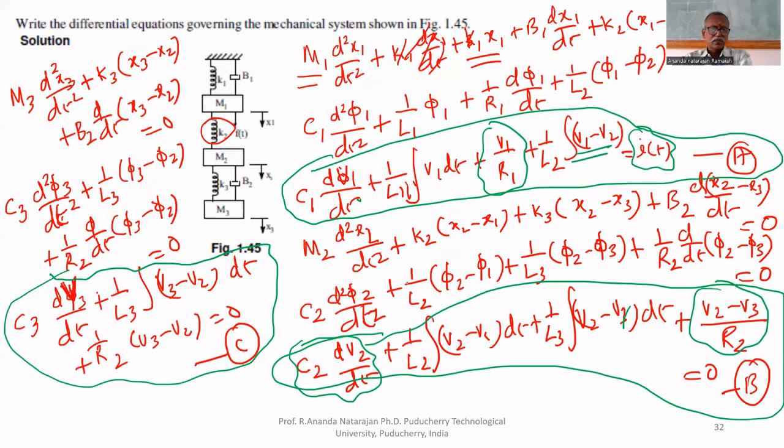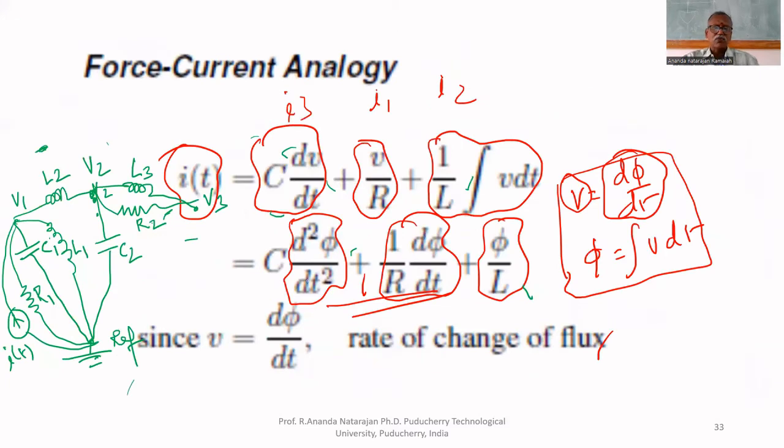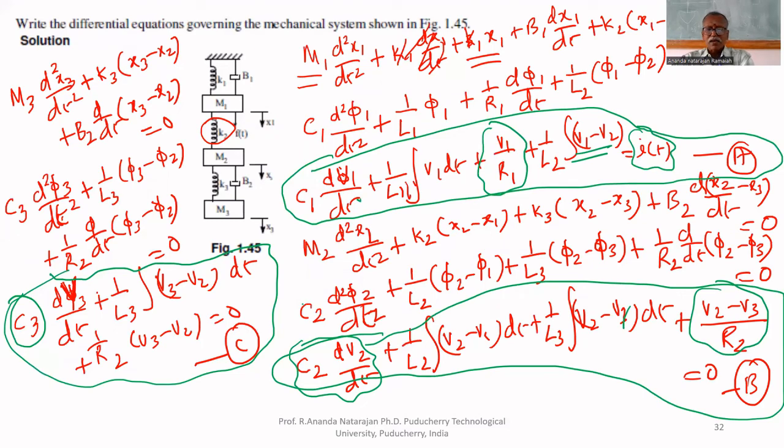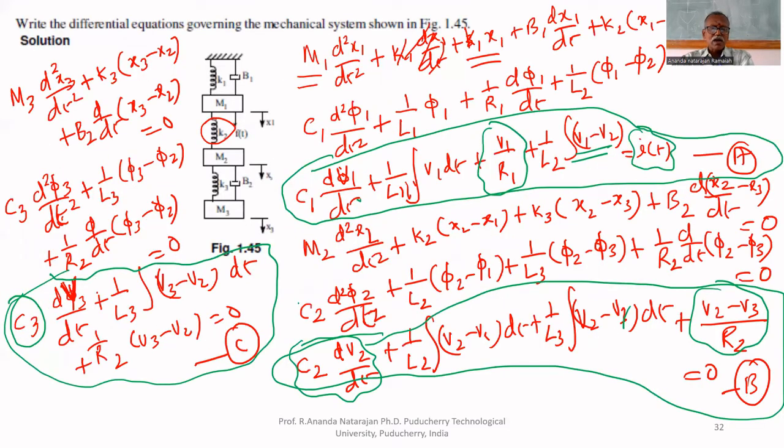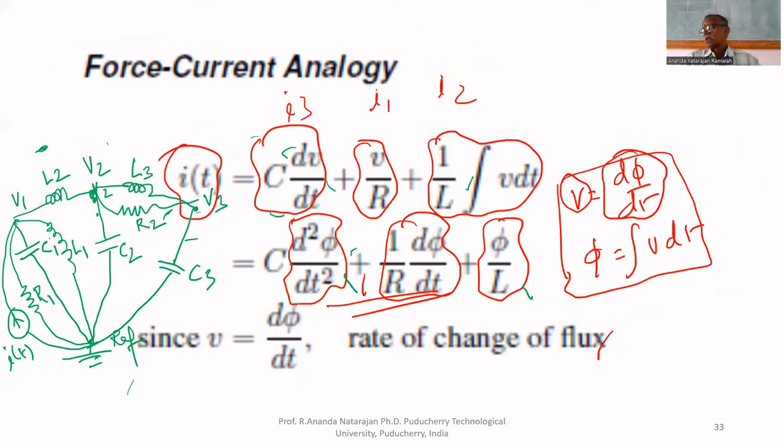Third node: C3 is between V3 and reference. Therefore, we have to draw one more capacitor between V3 and reference. That is C3. Then come to that equation. L3 is already drawn. R2 is already drawn. That's all.